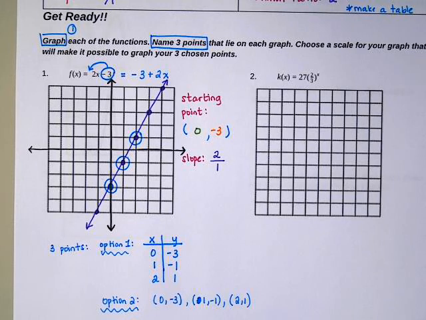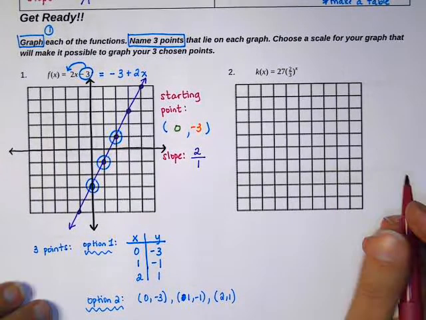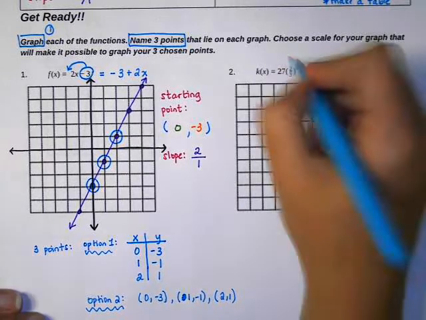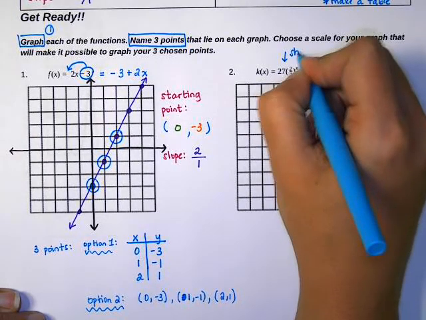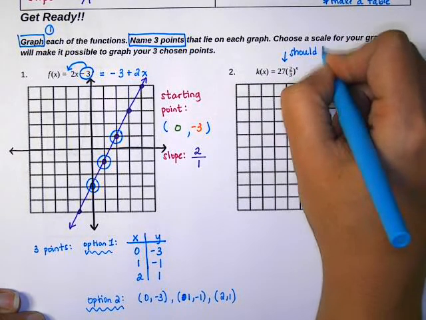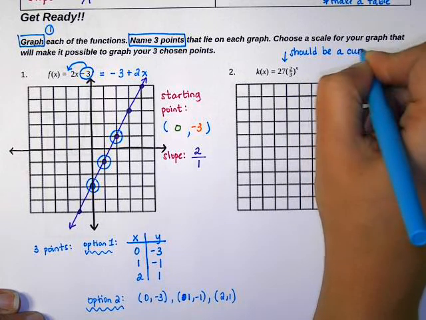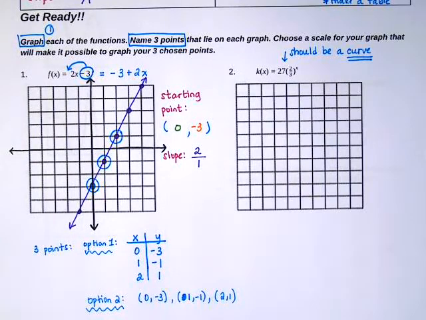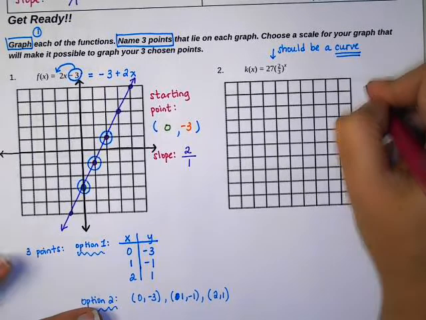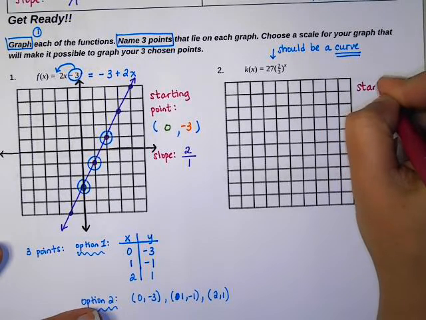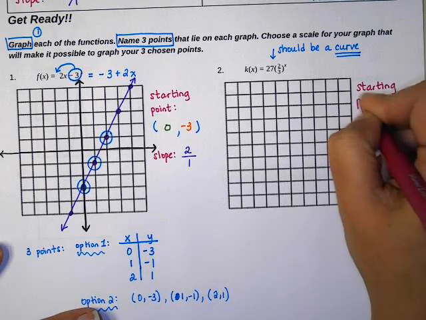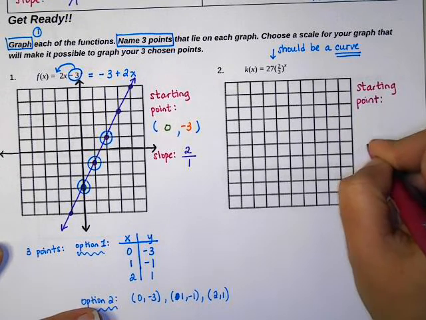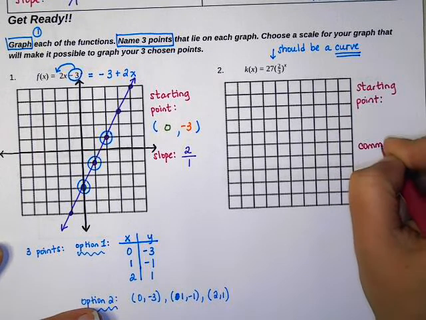For problem number 2, I'm going to go ahead and graph this exponential equation. Now, just by looking at the equation, I can tell right away that this graph should be a curve because this is an exponential equation. So if I get to the end of this problem and it's not a curve, that's going to be my clue that something has gone wrong. I'm still going to need to find 2 pieces of information, a starting point and a common ratio.